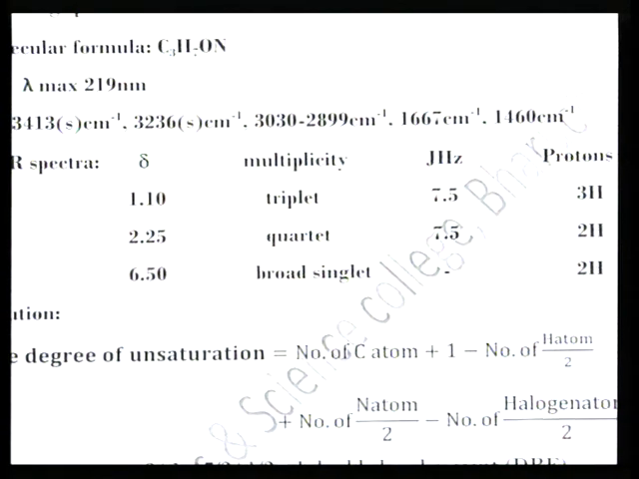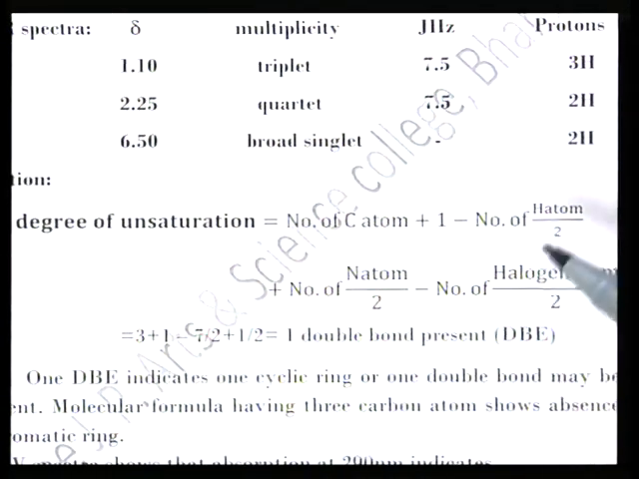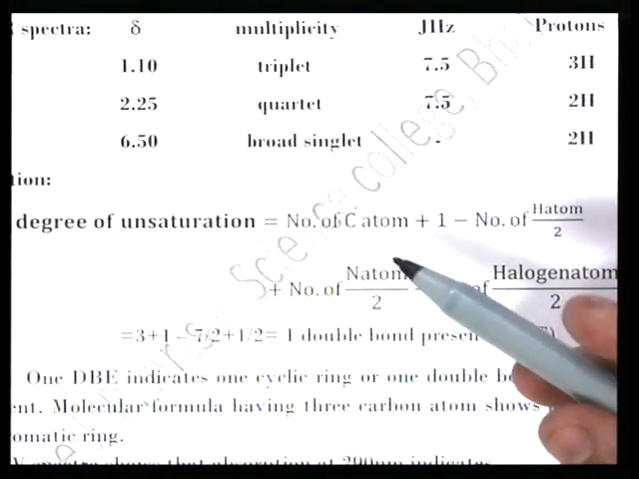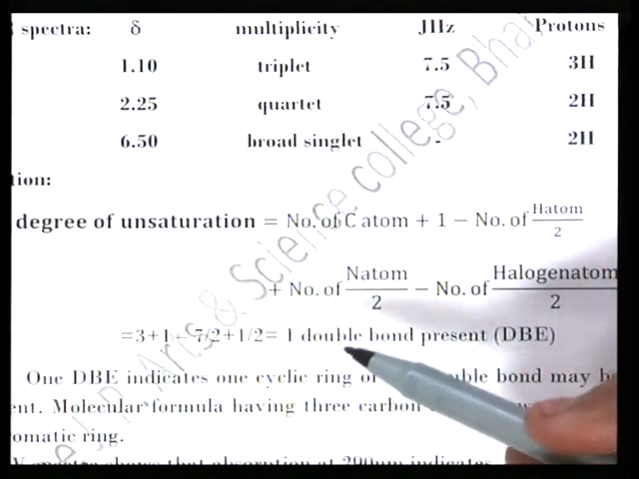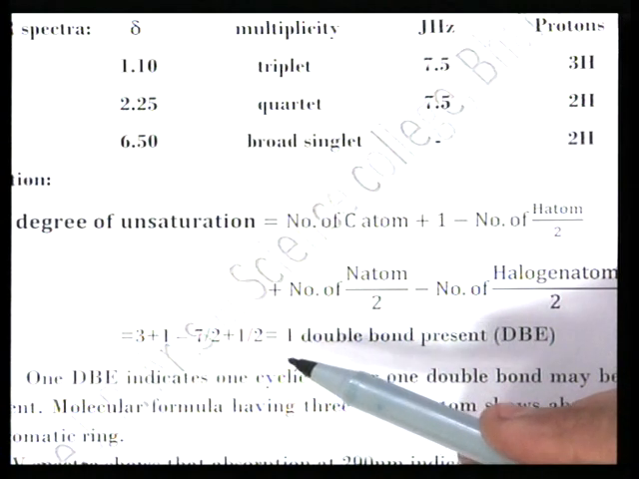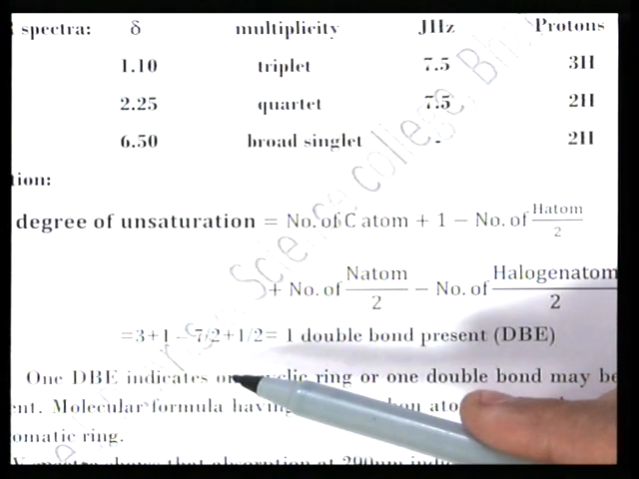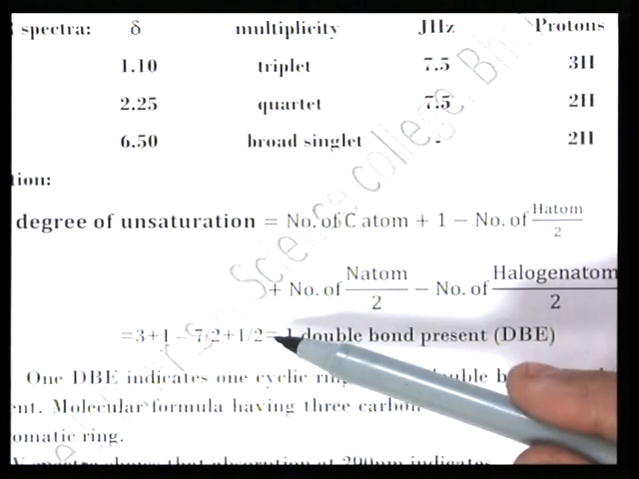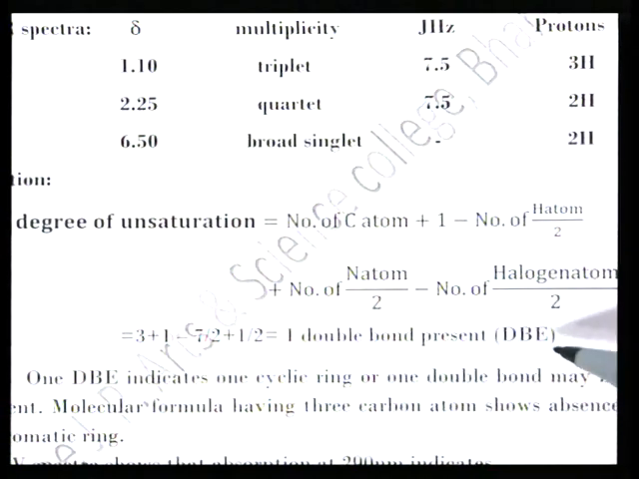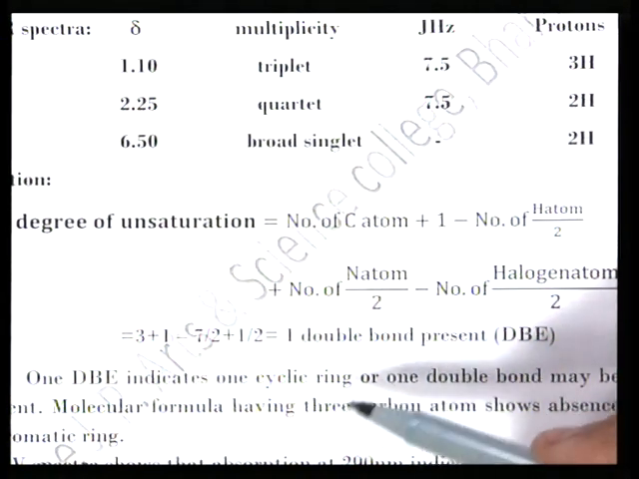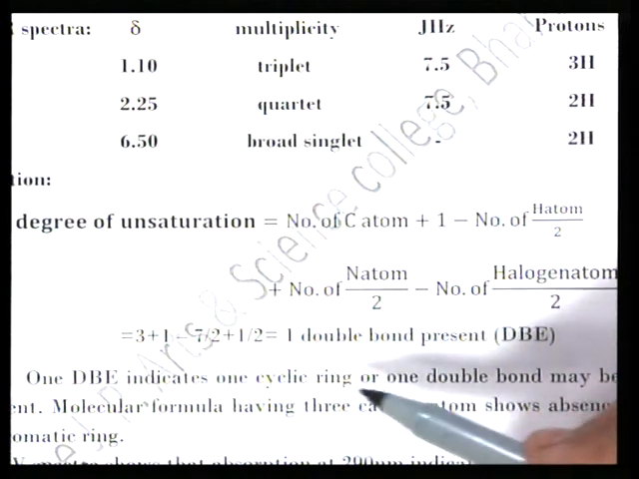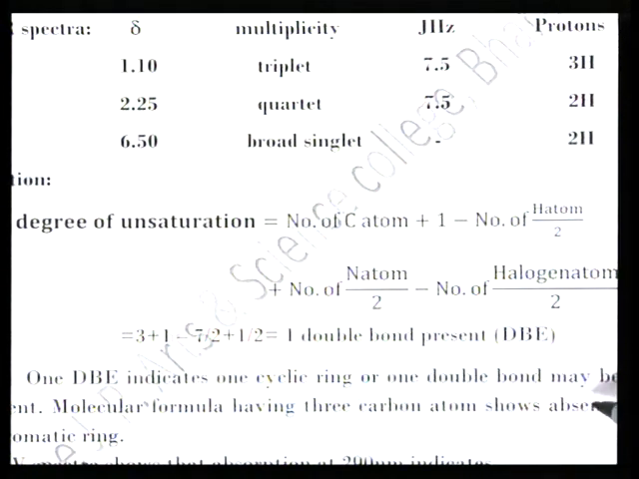Now the solution: find the degree of unsaturation. The degree of unsaturation is given by this formula: number of carbon, 3, plus 1, minus number of hydrogen, 7 by 2, plus number of nitrogen, 1 by 2. So one double bond equivalent is there. So our unknown compound has a molecular structure having one double bond equivalent, which indicates one cyclic ring or one double bond may be present.